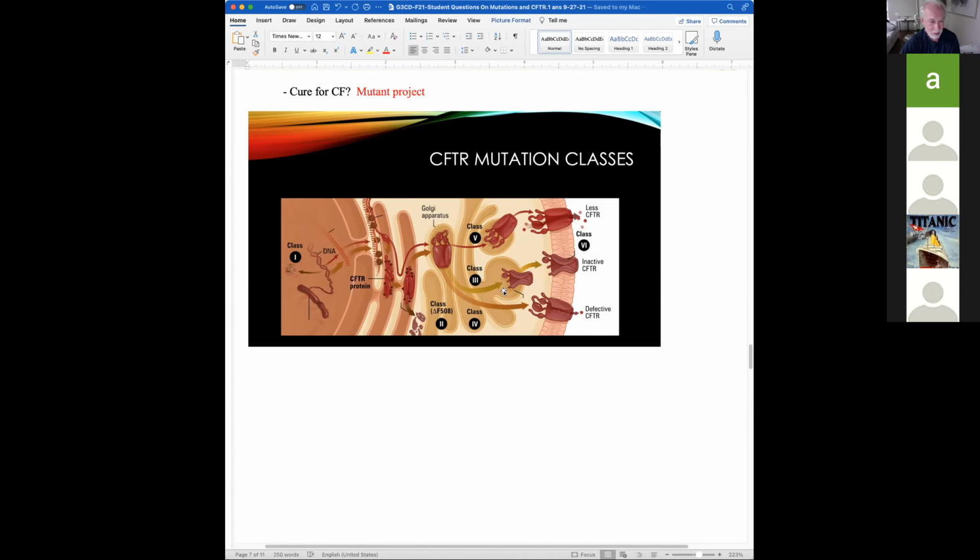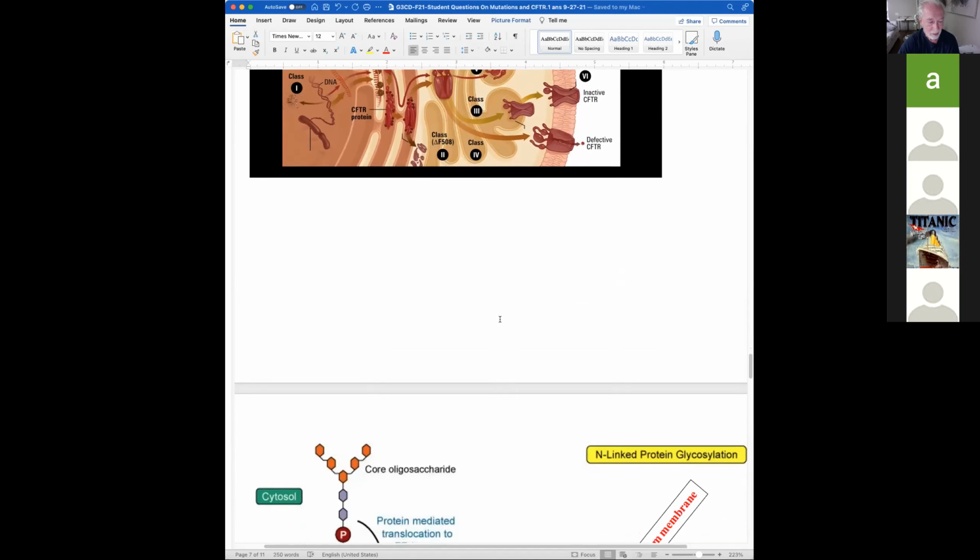Now, the mutations that can occur in CFTR can cause effects at any of these different stages. So a class 1 mutation results in no protein at all. Class 2 mutations have an effect either in the endoplasmic reticulum or the Golgi. Then there are class 3, 4, and 5 mutations. And finally, class 6 mutations, where the protein gets to the membrane, but it either does not function at all or functions only partially, doesn't transport chloride effectively.